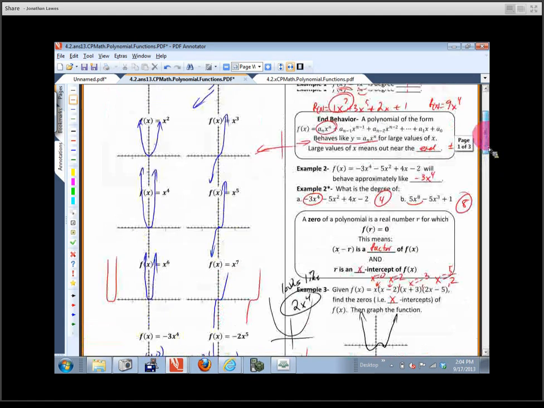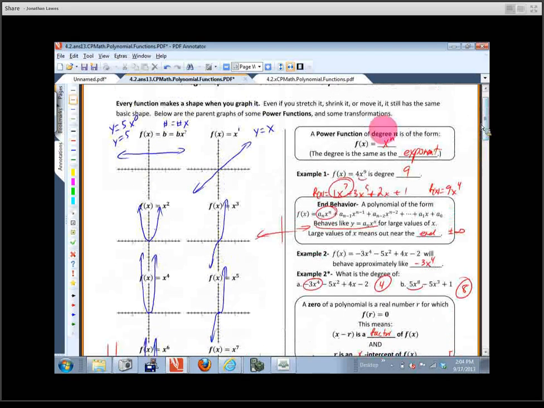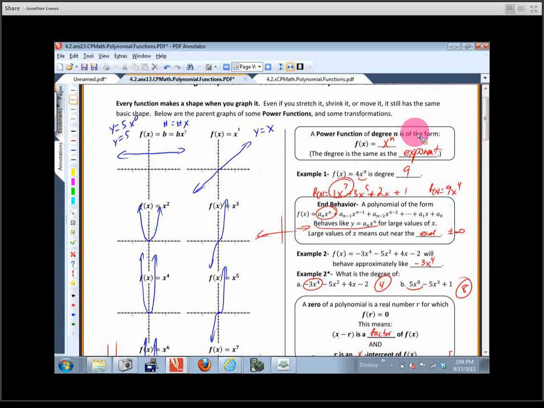Okay? And then we ran through a bunch of vocabulary words. We talked about what a power function was. Okay? X raised to a number. And if we put a 4 in front, all that does is vertically stretch the power function. And we talked about what its degree is. Its degree is the power.